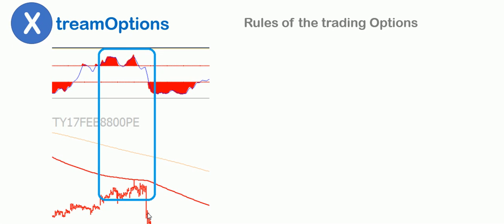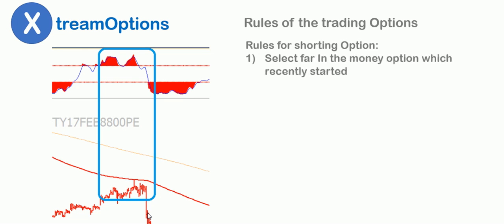Okay, let's have a look at rules of trading options. So we'll have a look at rules for shorting options at the moment. What we need to do is select a far in the money option which has just recently started. That is the first thing that we must do. So the price bars would be black in color, and the instrument would have just started. That is the instrument that we will select for trading.